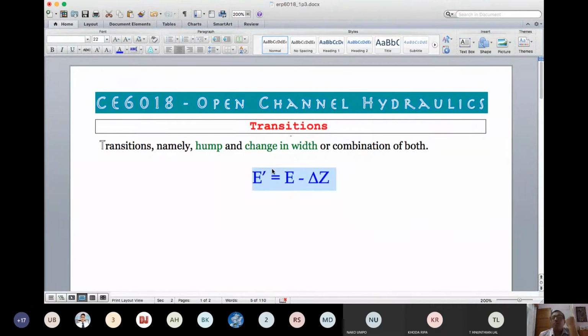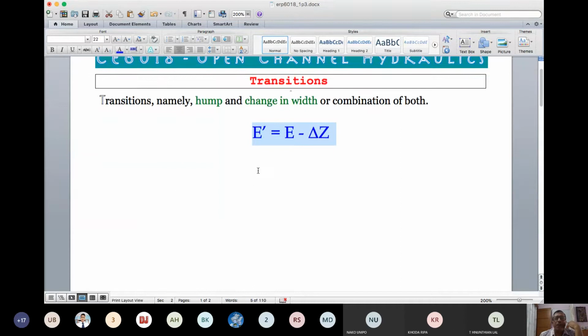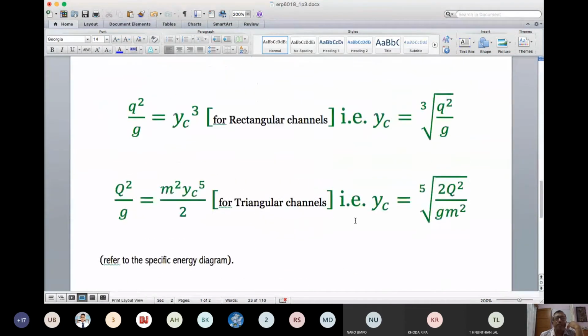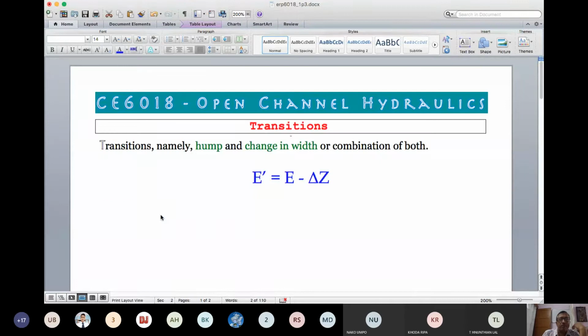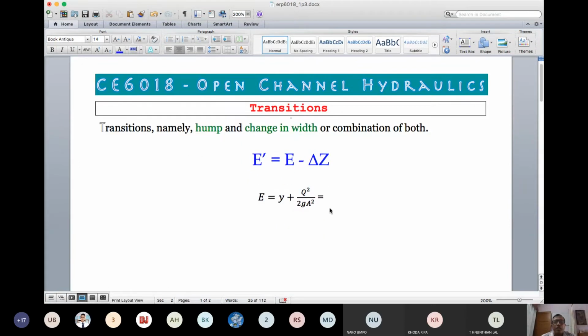Now, specific energy also changes when there is a change in width. You have the expression for specific energy: E equal to y plus q square by 2gA square.